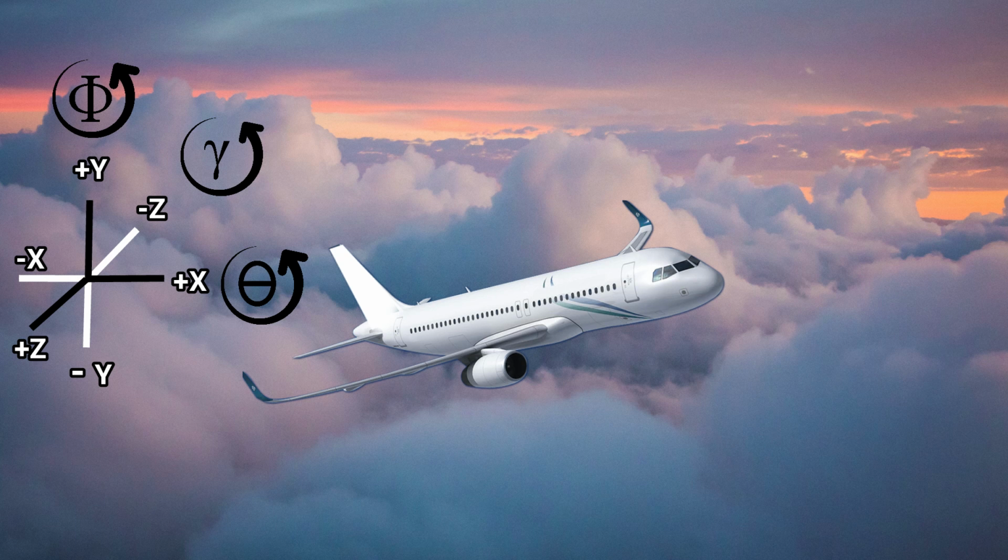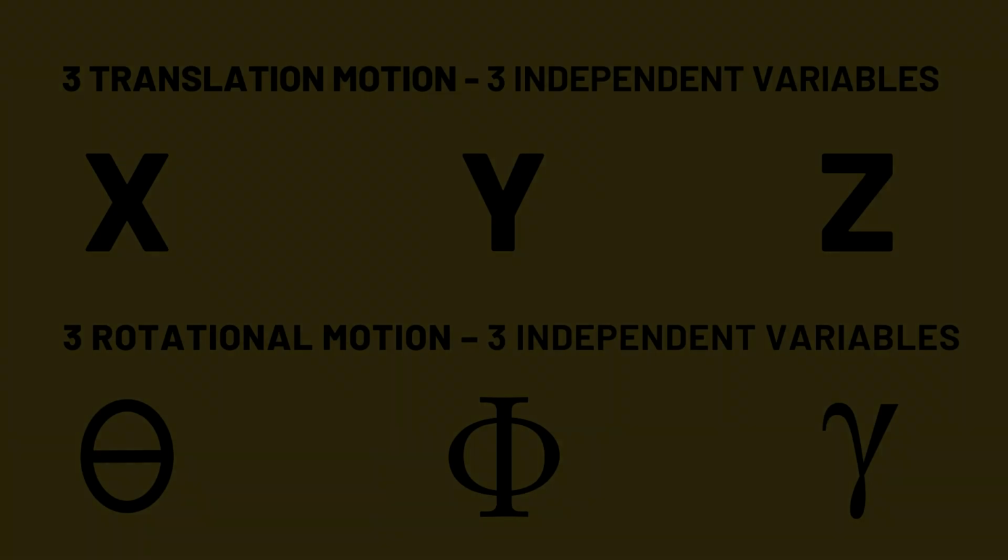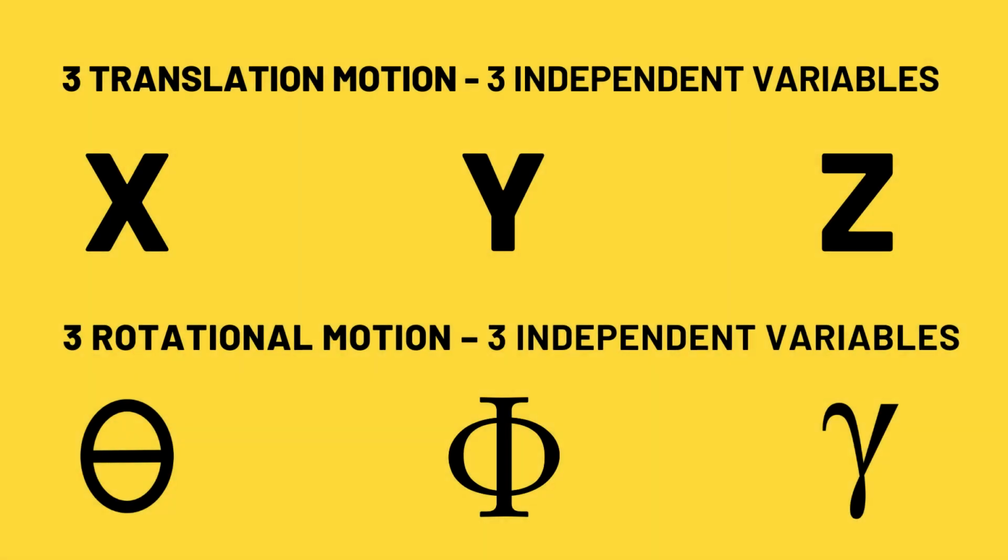angular rotation about the z-axis. So altogether, there are 3 translational motions and 3 rotational motions about the x, y and z axes respectively. The 3 translational motions have 3 independent variables x, y and z, whereas the 3 rotational motions have 3 independent variables theta, phi and gamma.